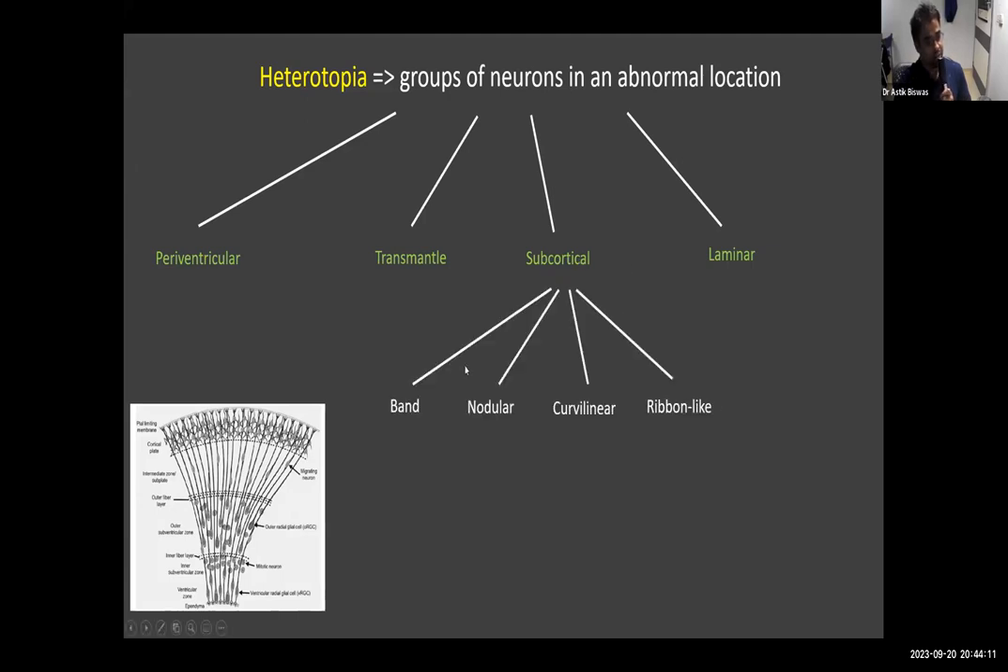Subcortical heterotopia per se can be subdivided into band, nodular, curvilinear, and ribbon-like, and we saw examples of this. We will see an example of this coming. Subcortical band heterotopia is essentially part of the lissencephaly spectrum, so we'll discuss it along with that.